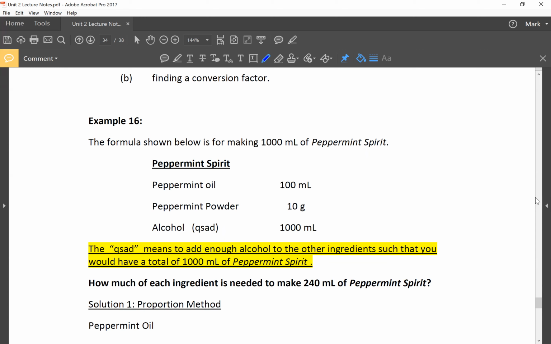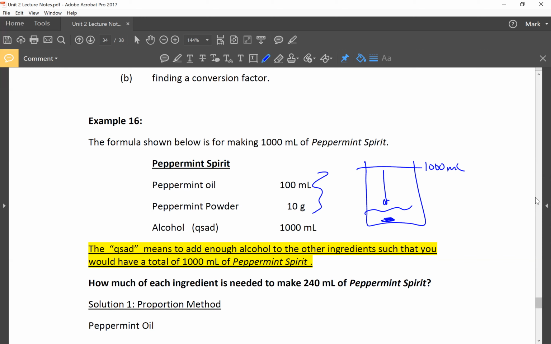What this means is if I want to make 1,000 milliliters of this, I mix these two chemicals together. So you put them in a jar, and then you'd add the alcohol until you get 1,000 milliliters. So it doesn't actually tell you an amount. It just says, mix 100 milliliters of oil with 10 grams of peppermint powder, and then add enough liquid here to make the final amount.